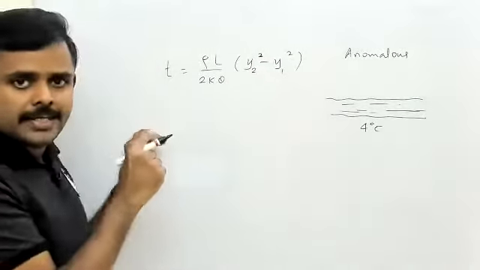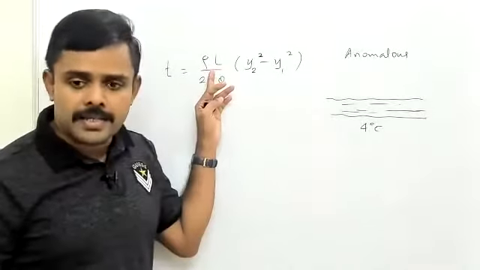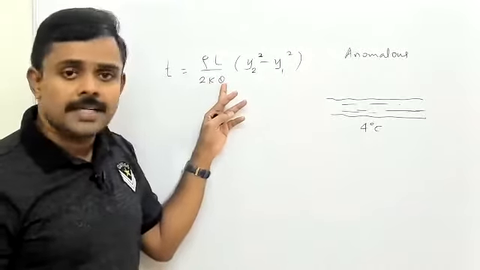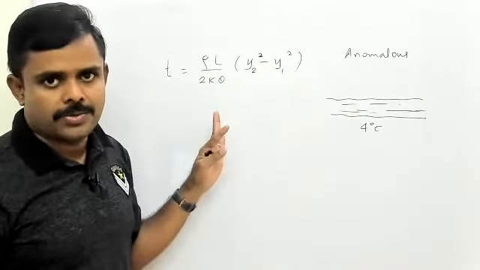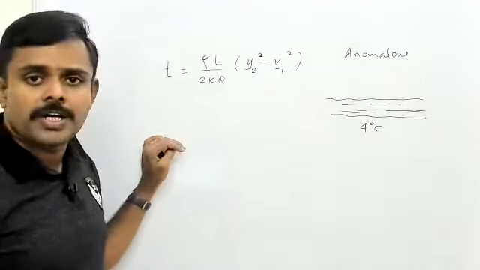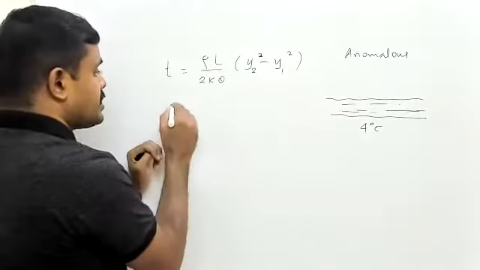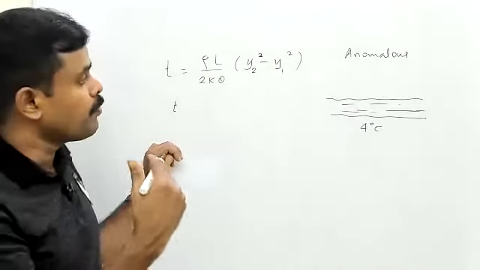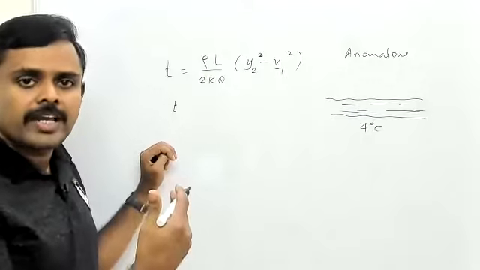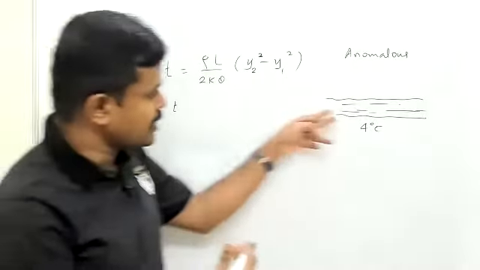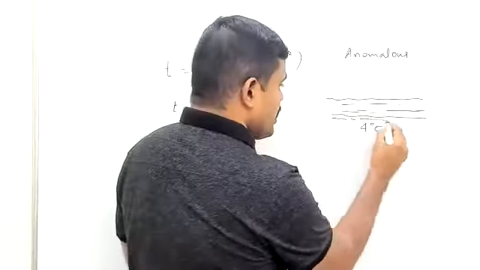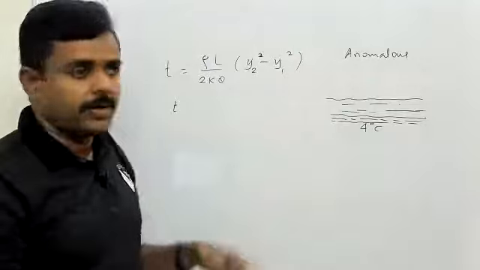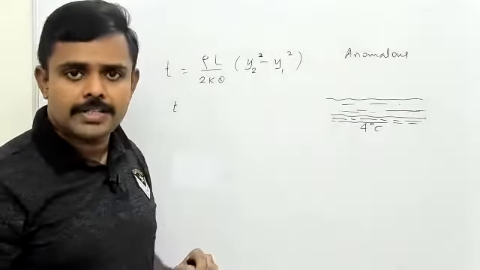Okay, rho is the density of ice. L is the latent heat of ice, K is the thermal conductivity of ice, and theta is the temperature outside. Okay, and y2 square minus y1 square. This is actually the time taken for the ice to grow in thickness from y1 to y2. So initially, if ice has a thickness of y1, it is growing actually. It is adding ice every second. What is the time taken to go from y1 thickness to y2 thickness?